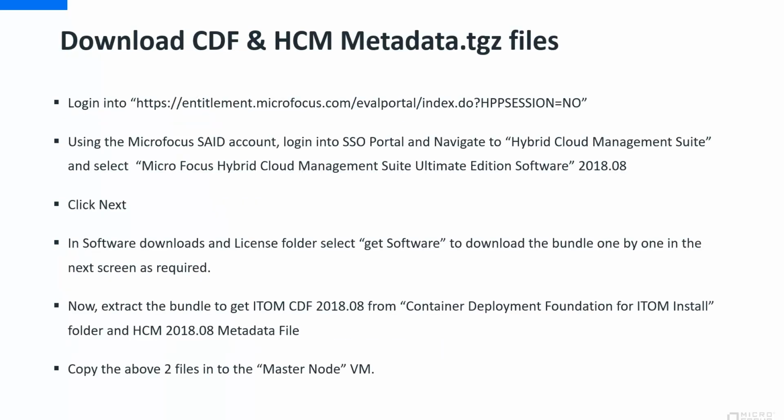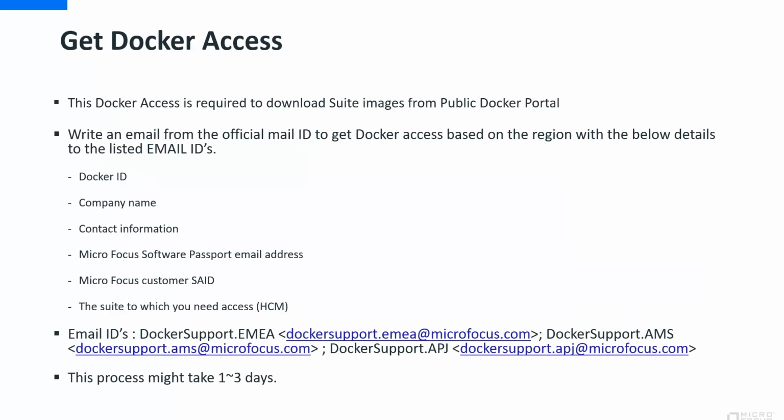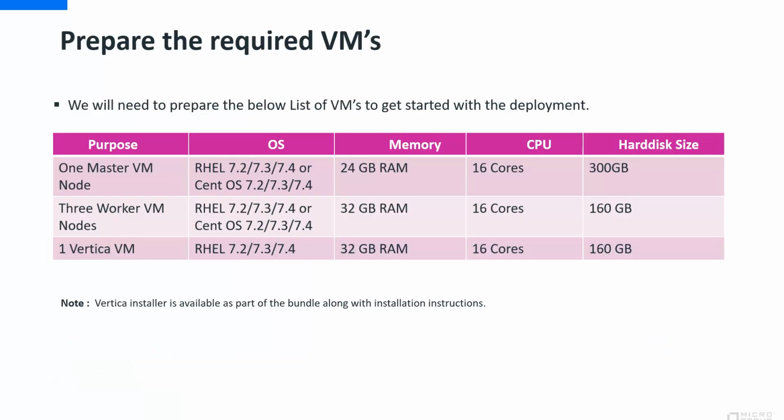When it comes to downloading the CDF and HCM metadata file, first you have to log into the entitlement portal with the Micro Focus SAP account. Then navigate to the respective HCM version and download it. First download the CDF and metadata file, as these files will be used in the master node first. For getting the Docker access, we have to drop an email to the regional email ID with the required details, and this process may take 1 to 3 days.